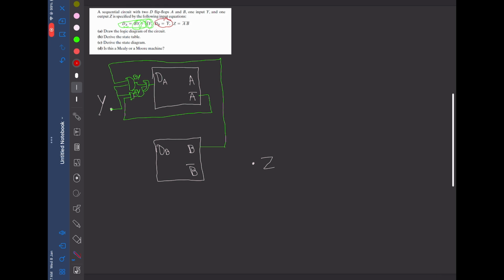Now there's DB equal to Y bar. I suggest you pause the video and do it yourself. Okay, so now that you have done it, this is how we do it. Also with the Z, I suggest that you stop and try to do it yourself. Okay, we take from the A bar and we take from the B bar and we put it to the Z, which is the output. This is how we solve number A.